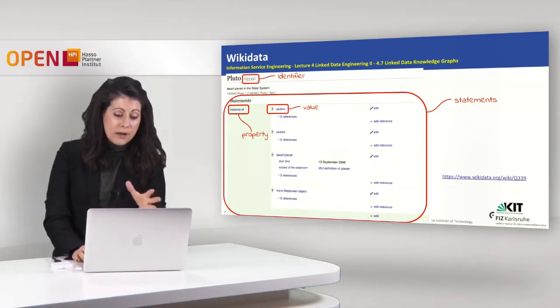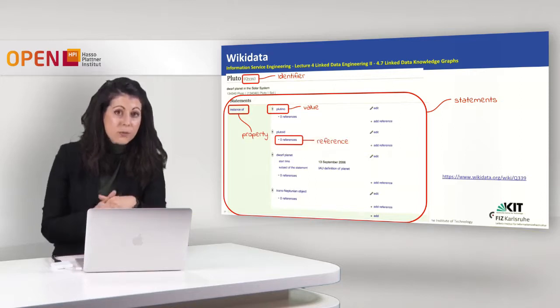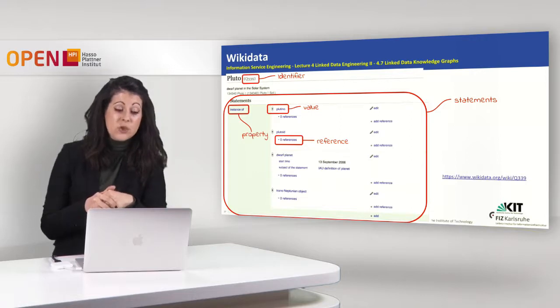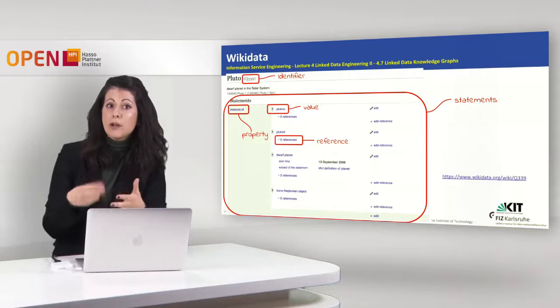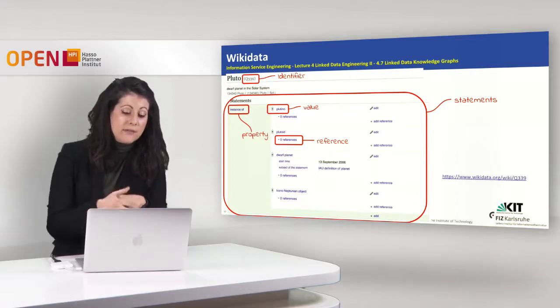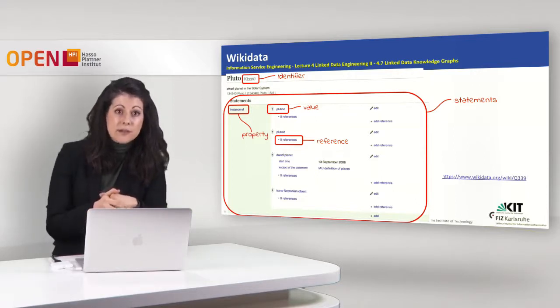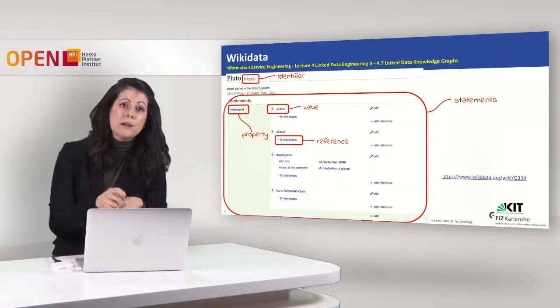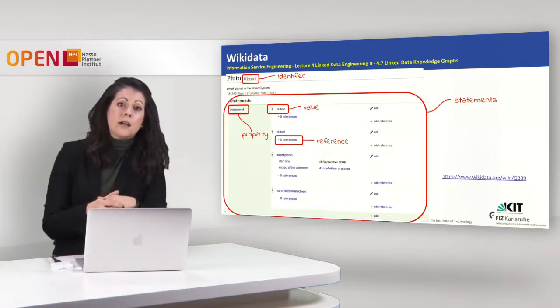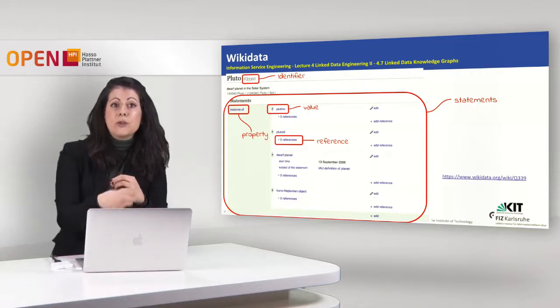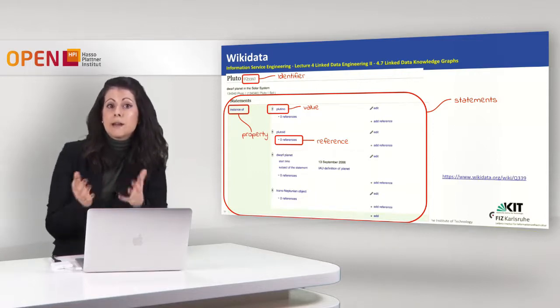Okay, so far all these things we've seen before, but what we also have here and haven't seen before is this 0 references. So in Wikidata, since it's collaboratively edited and people can add information there, they have this option of references in order to refer to some external data source, to back up the information that you add in Wikidata and support it further.